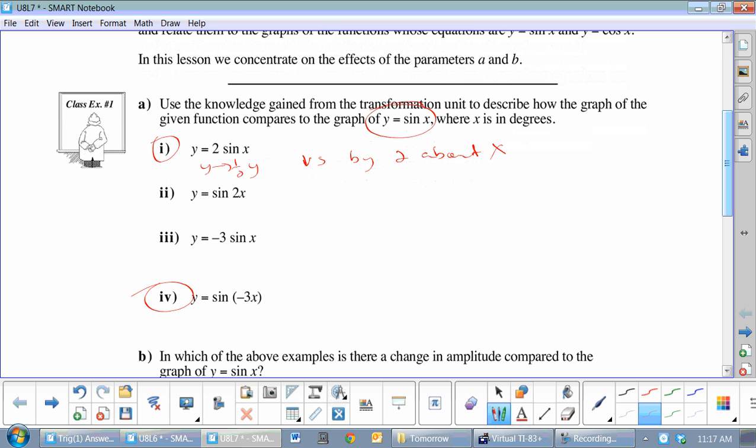Let's do this. Okay, let's pick on Wiley. X goes to 3x, and x goes to negative x. Awesome. Okay. Nice job.